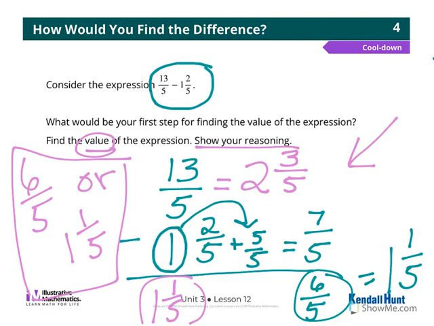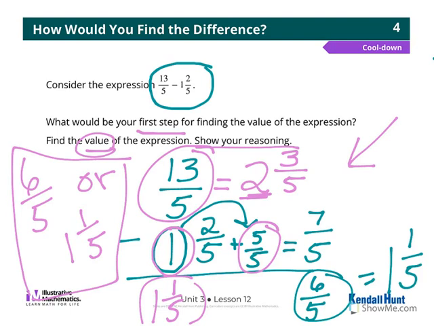Value is the answer. Now, as far as the first step, I hope you wrote me a couple sentences, and I just want to know what your first step would be. Some of you might have gone straight to, okay, I have to change 13/5 into whole numbers. Or maybe your first step was to change your 1 whole into 5/5. Or maybe it was to rewrite it vertically. That would have been my first step.